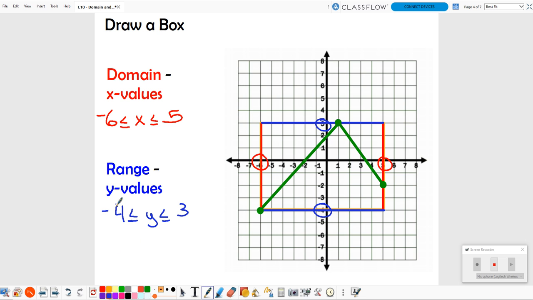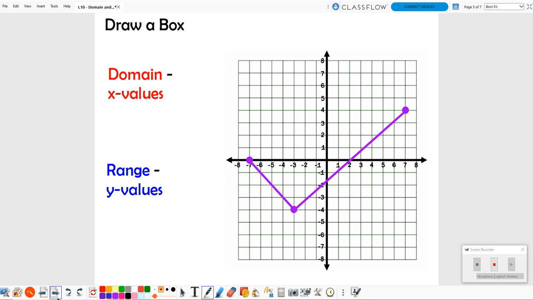Okay, now there are a couple more of these examples on your paper, so I'm not going to do them all with you, but I do want to just show you what the boxes would look like, okay? So if you're looking at this one, remember your box has to include everything. So it's going to look like that.